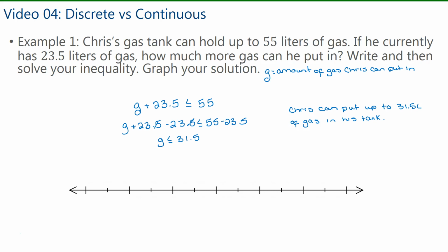So here, when we're talking about how many liters of gas to put in the tank, this data is continuous because I can put in any value up to 31.5 liters. I can put in 30.62 liters of gas, for example, or 1.9 liters. So since I can include all of the values, I am going to shade the line on the number line.